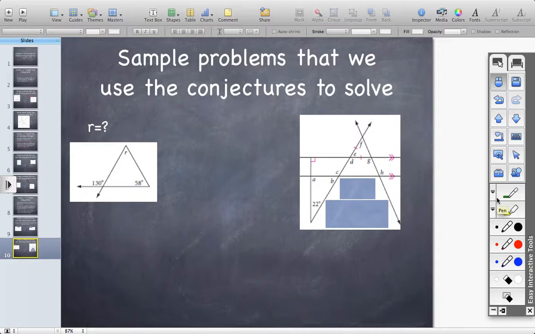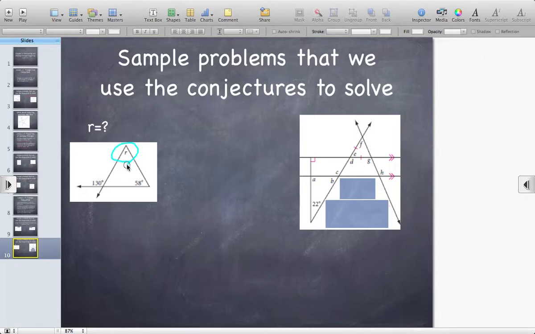Now before, when we talked about solving for a variable such as r, we could have used the linear pair conjecture and figured out the measurement of this small angle here, and then used the triangle sum conjecture to figure out the sum of those two angles, subtract it from 180, and then we'd figure out r. That will work. So if you forget this inequality measure, then you can go back to the very beginning of what we've done before.